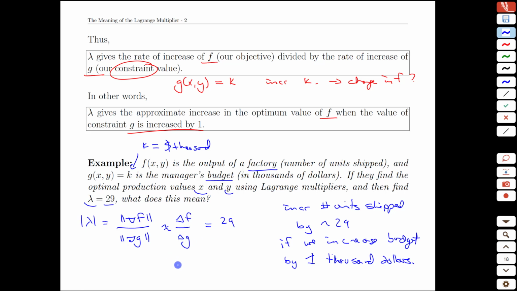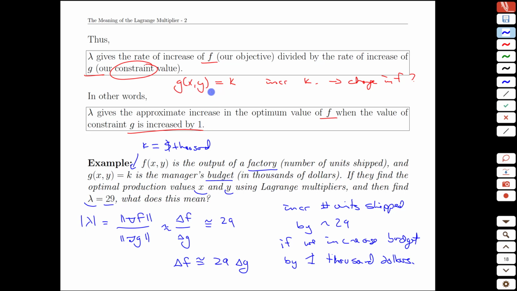Another way to rewrite that is the change of f is approximately 29 times the change in g. So if we make the change in g 1, then our change in f is 29 units, and it also scales up. If we had an increase in budget of $2,000, we would use 2 for the change in g, and we get twice as big a change, or 2 times 29, as our change in the output. So it really ties in what would happen if we changed the problem.